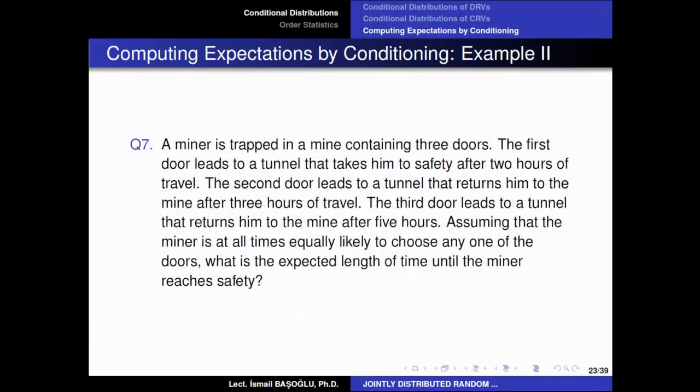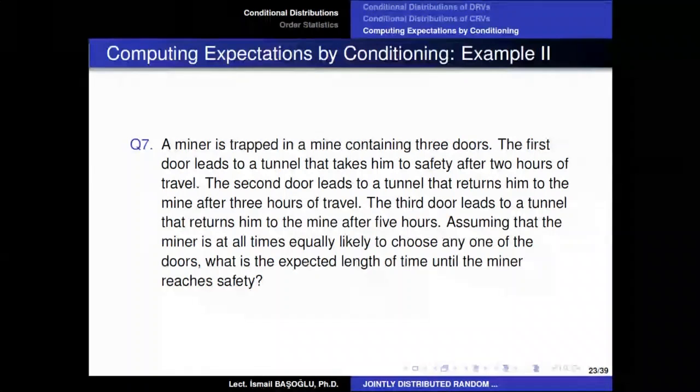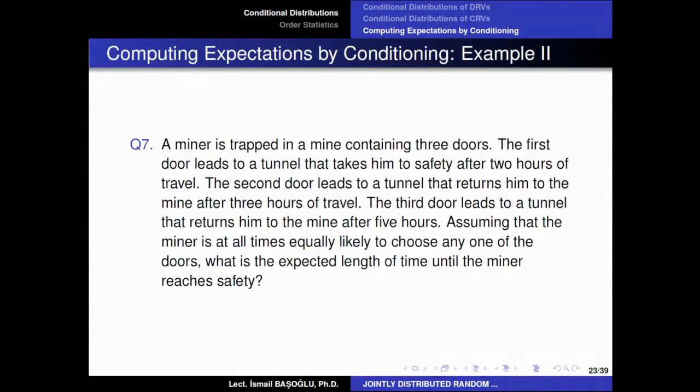Okay, so the question here is question number 7, and this is a well-known question which you can find in your textbook. It says, a miner is trapped in a mine containing 3 doors. The first door leads to a tunnel that takes him to safety after 2 hours of travel. The second door leads to a tunnel that returns him to the mine after 3 hours of travel. The third door leads to a tunnel that returns him to the mine after 5 hours.